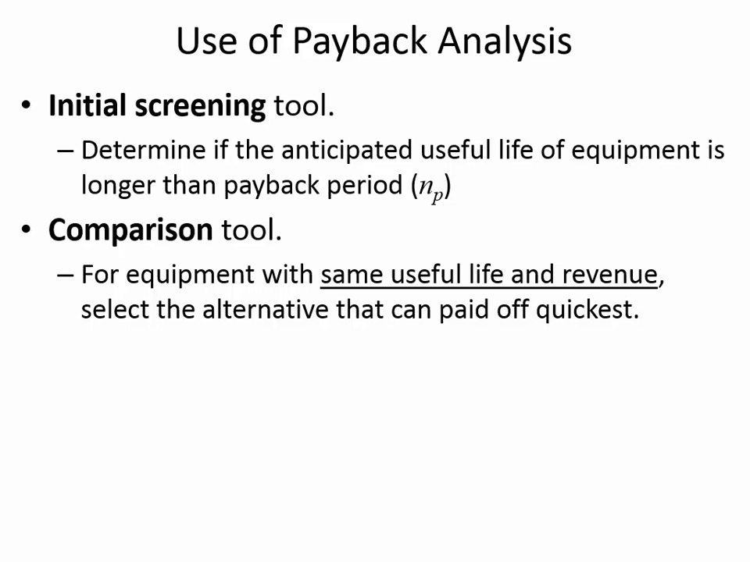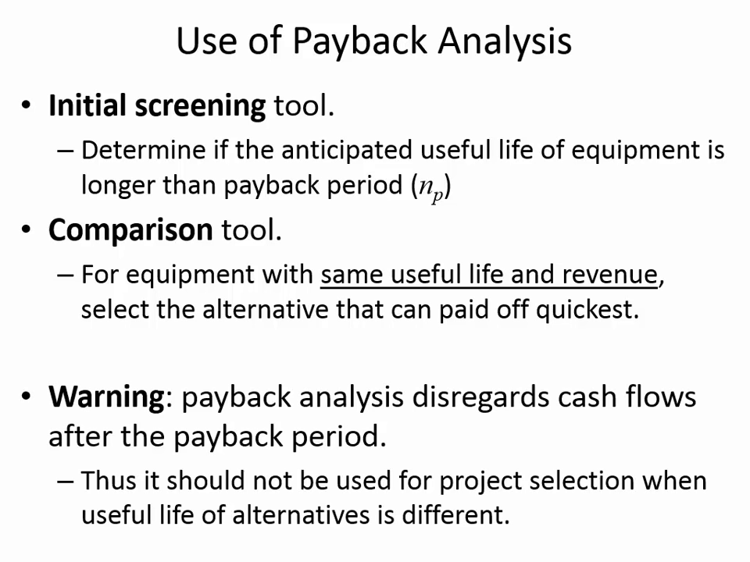So this is another case of one of those things that you might be tempted to say, always choose the item that can be paid off most quickly. But that's not necessarily true. You can only compare the alternatives directly if they have the same useful life and generate the same revenue. And if that's the case, then you can select the alternative that's paid off the most quickly. But here's the warning again. The problem with payback analysis is it doesn't take into account what happens after the item is paid off. It's only telling you how many years it takes to break even.